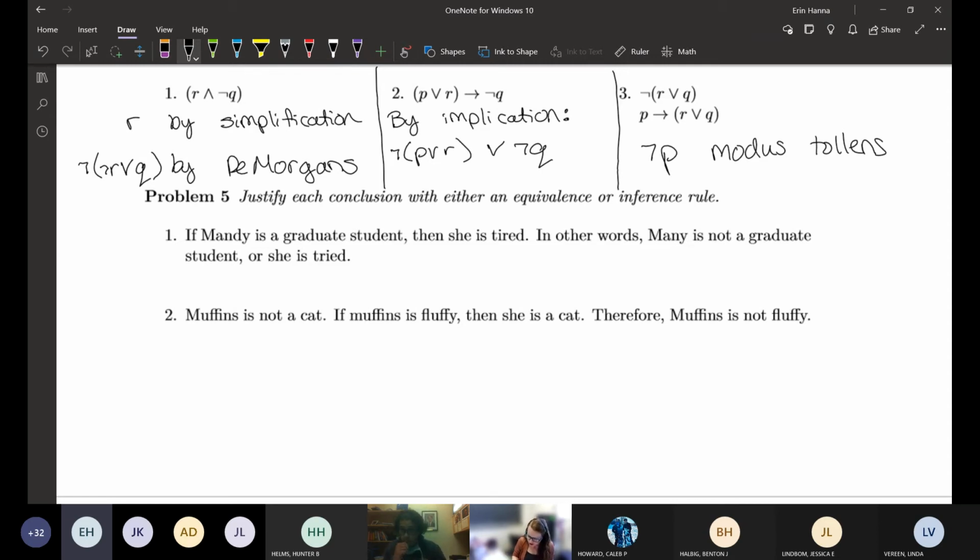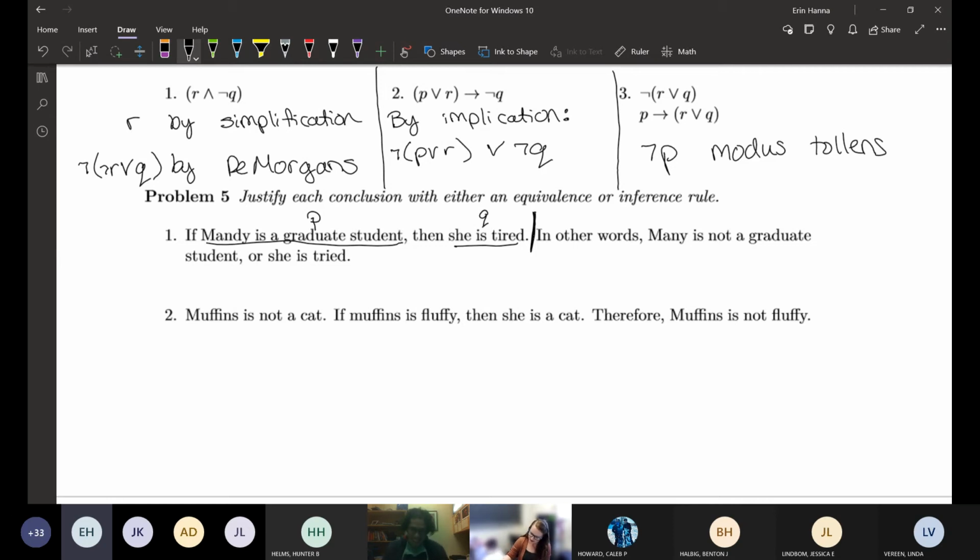So if Mandy is a graduate student, let me let the 'is a graduate student' just be P. You can use whatever letters you want, but I'm going to use P, Q, and R here. So if Mandy is a graduate student, then she is tired. Oh, I feel that from when I was a grad student. That is true words. In other words, so this cuts us off to a completely new thing.